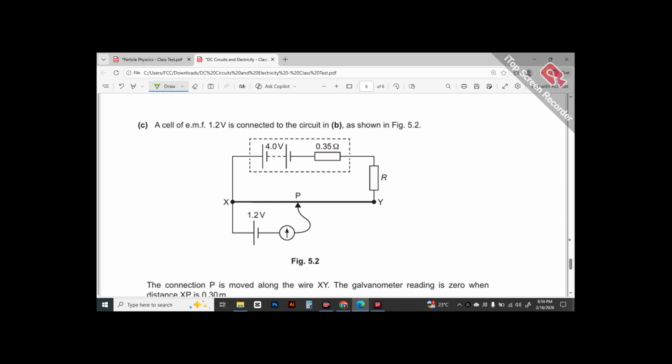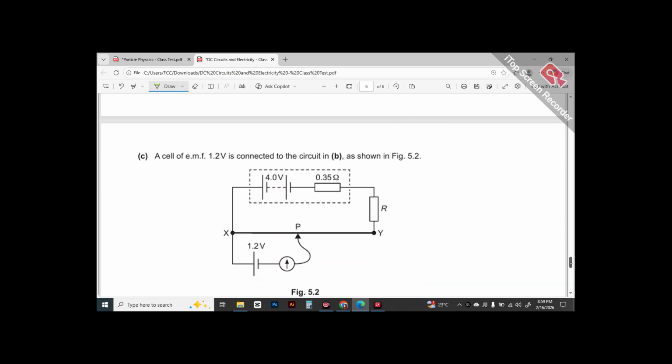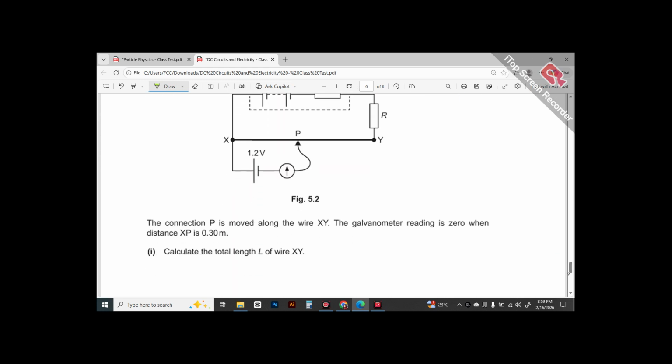Now we have another part here. It says a cell of EMF 1.2 volt is connected to the circuit. That is shown in the figure B. The connection P is moved along the wire XY. The galvanometer reading is 0 when the distance XP is 0.30 meter.